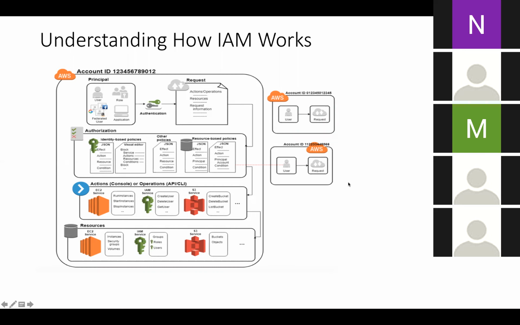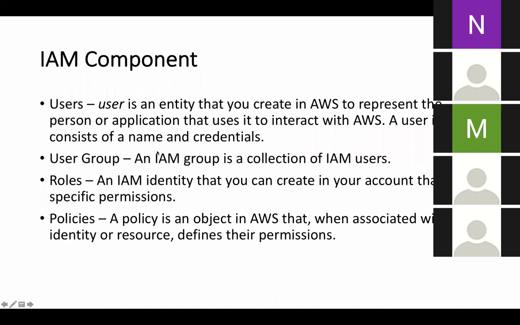Okay, so if you see this diagram, there is one user account which has everything around this account. What if I have a different account? How is my different account able to access resources from a different AWS account? You can create resource-based or identity-based access management that allows you to access your resources from a different account. I think I have already covered user and user group.